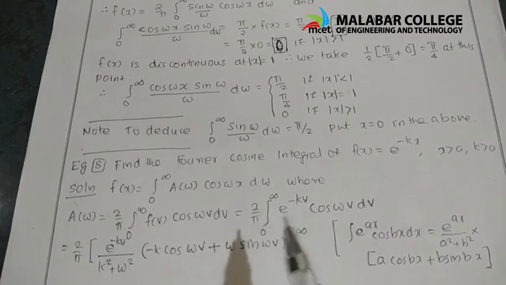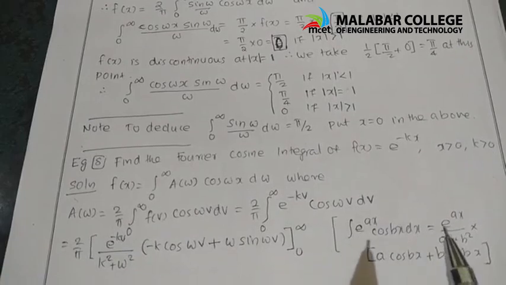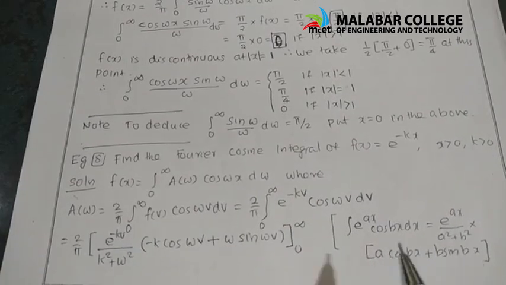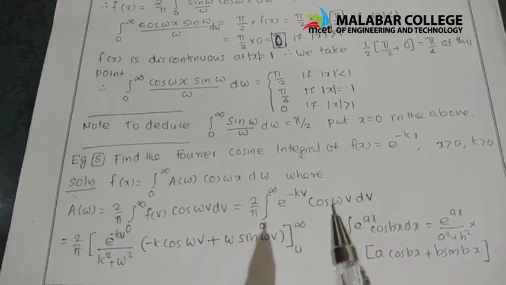And in this function we have to apply the formula. The formula is: the integral of e raised to ax cos bx dx equals e raised to ax by a square plus b square into (a cos bx plus b sin bx). Here a is minus k, b is omega.